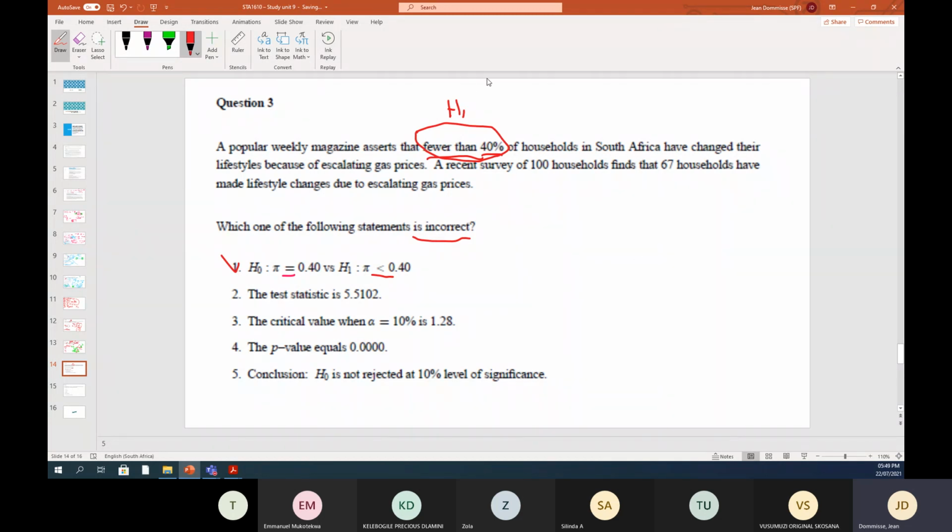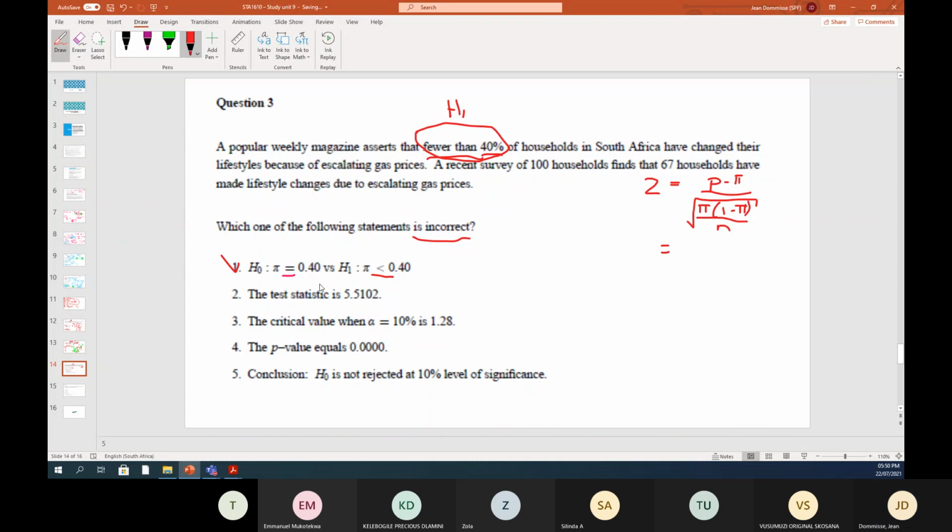So let's look at what else they tell us. A recent survey, 100 households. So we're going to work with proportions again. If we're working with proportions, I know that we're going to work with Z. So we need to work out that Z. Again, from study unit 7, we would have had the Z of a proportion is, okay, so it will be this formula. So let's quickly get that written down.